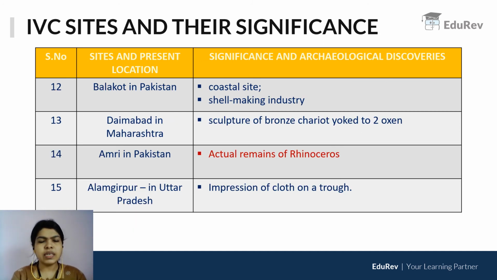And then, yes, Balakot in Pakistan, it is a coastal site, Daimabad in Maharashtra, and Amri in Pakistan. Yes, that's crucial. Actual remains of a rhinoceros. So these are some of the important sites. And finally, try to remember these two sites, that is Daimabad in Maharashtra and Alamgirpur in Uttar Pradesh, because these states where it is actually present can be asked in your SSC papers or in your UPSC papers.